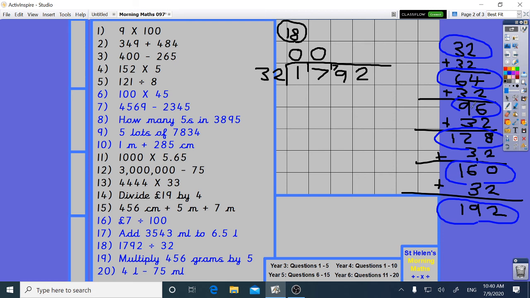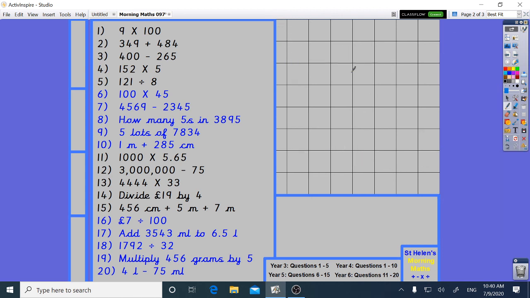I can do 1, 2, 3, 4, 5, which uses 160 of my 179 up. And the remainder for that will be 19, won't it? The remainder is 19, so we get 192. That's very nice because that's the sixth one. 1, 2, 3, 4, 5, 6. That worked nicely, and our answer is 56.